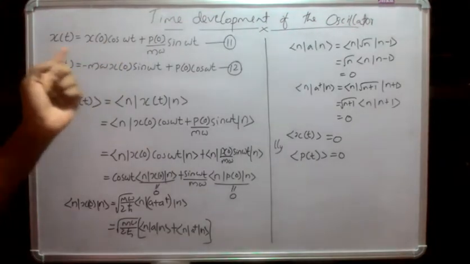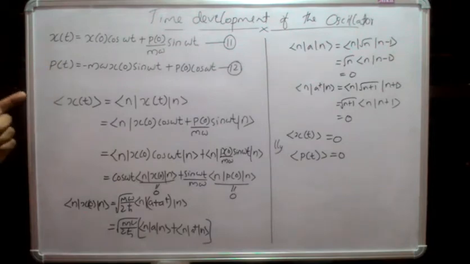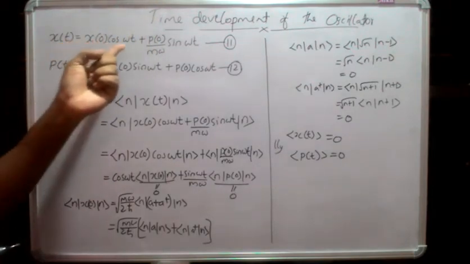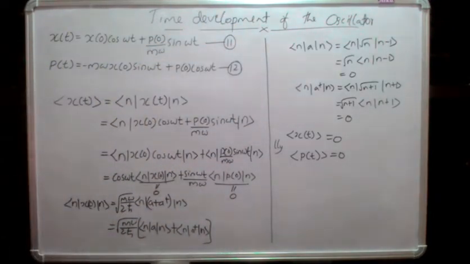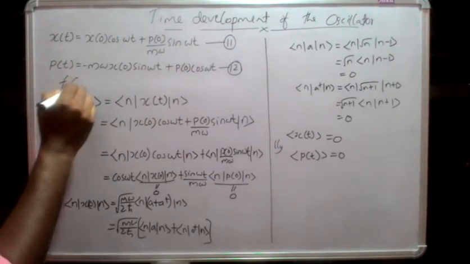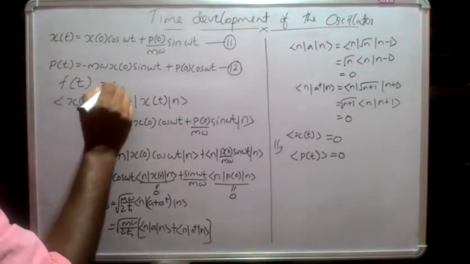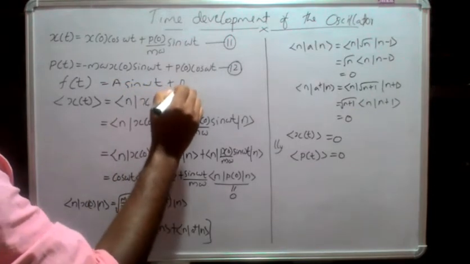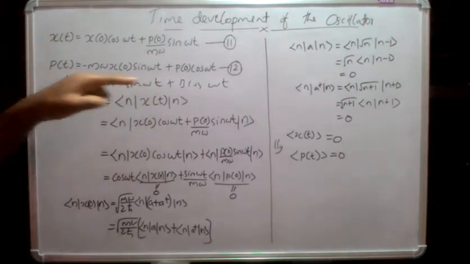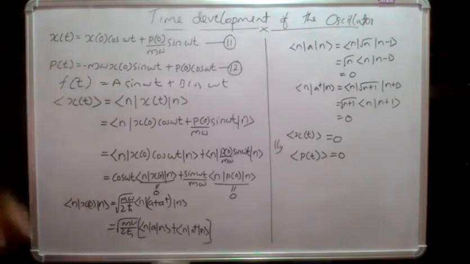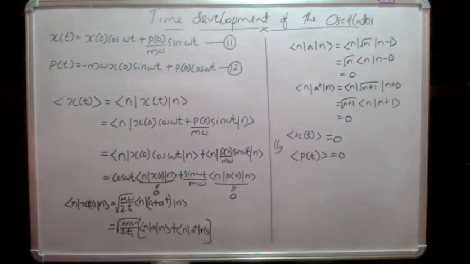So here we obtained two equations: the position operator as a function of time and the momentum operator as a function of time. The position operator is x of 0 cos omega t plus p of 0 over m omega sin omega t, and that was equation 11. And this is equation 12. Actually, in classical mechanics, we used to write a periodic function of time equal to a sine omega t plus b cos omega t. This is a periodic function, and quantum mechanically we got these operators similar to this periodic function in classical mechanics.